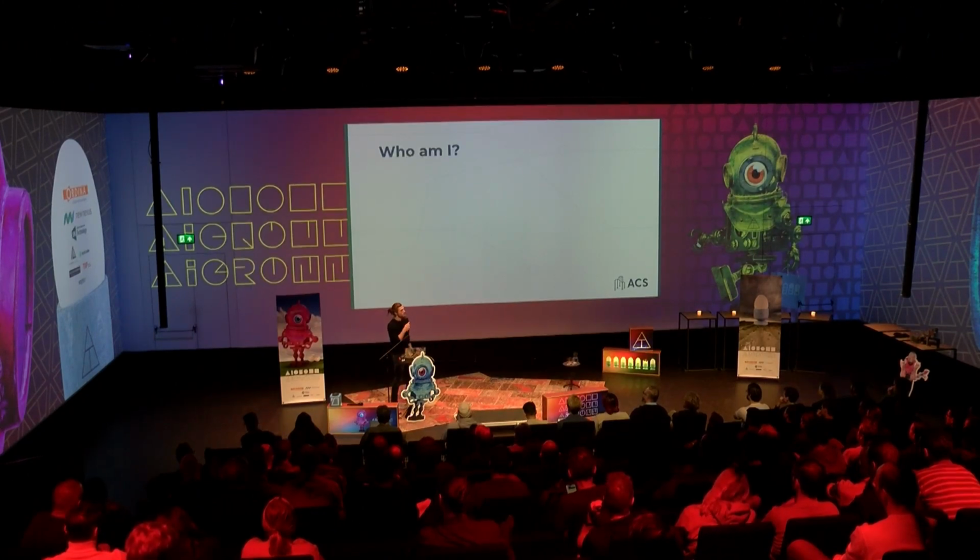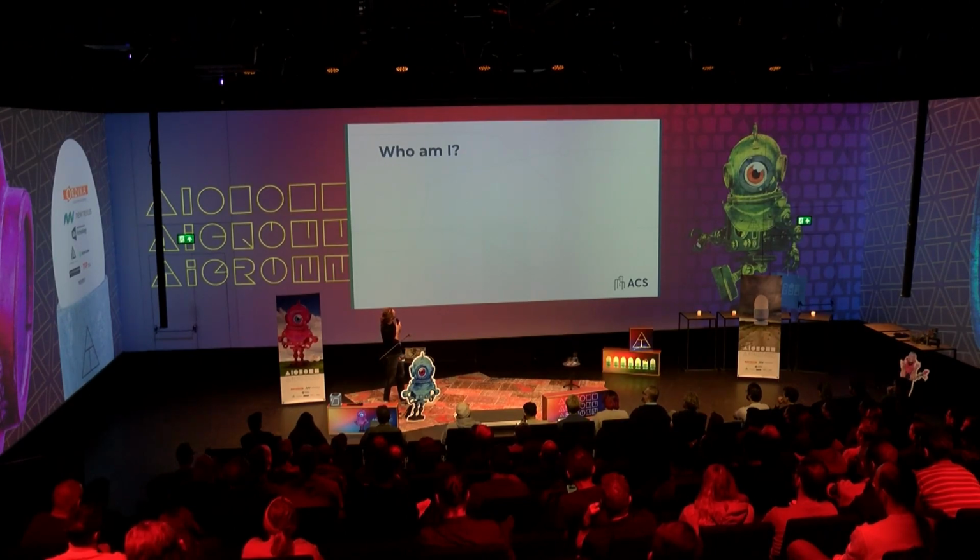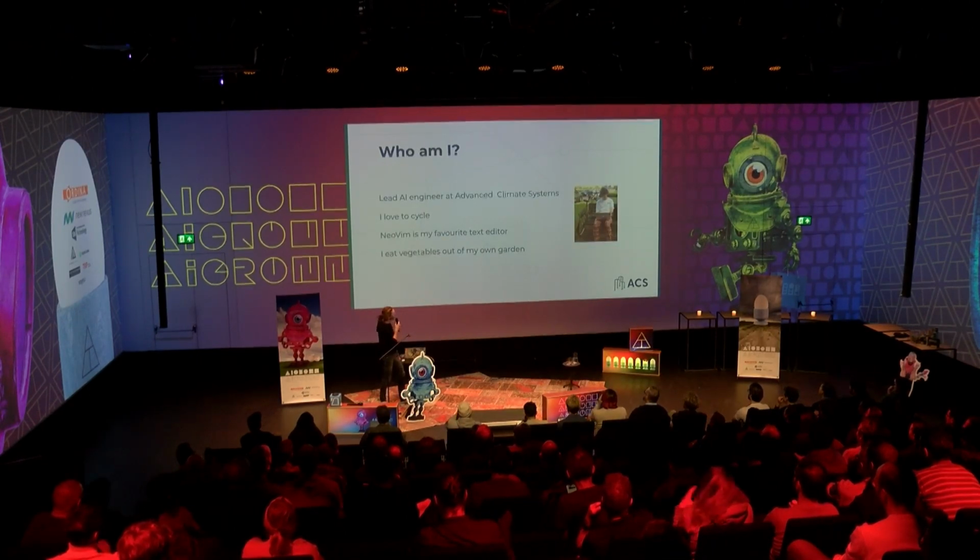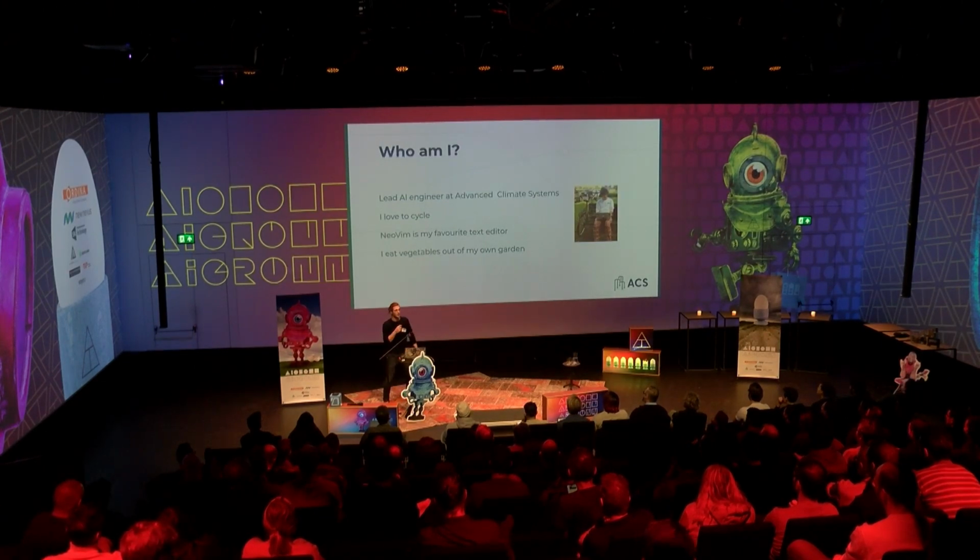And first, I inserted this. Who am I? It's also nice to say. I'm Bram de Wit. I'm the lead AI engineer at Advanced Climate System. I love to cycle. I already said it. NeoVim is my favorite text editor. Fight me. And I eat vegetables out of my own garden. They already said that as well. So that's just a bit about me.